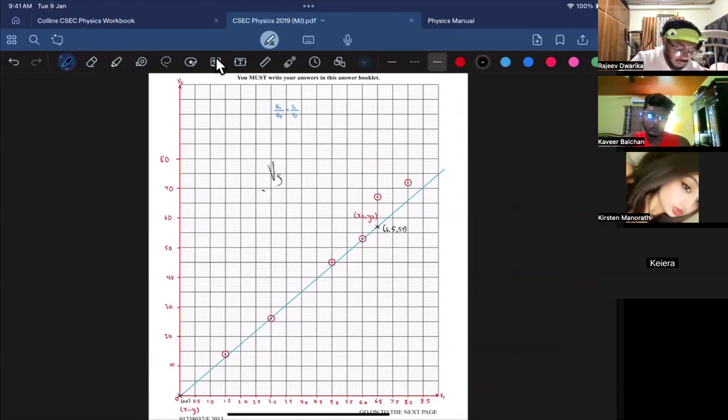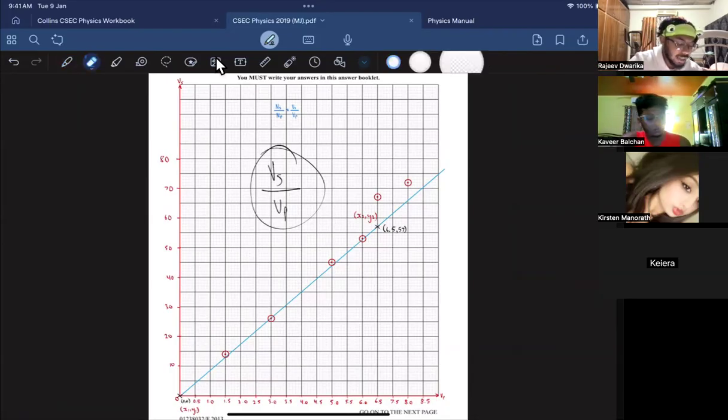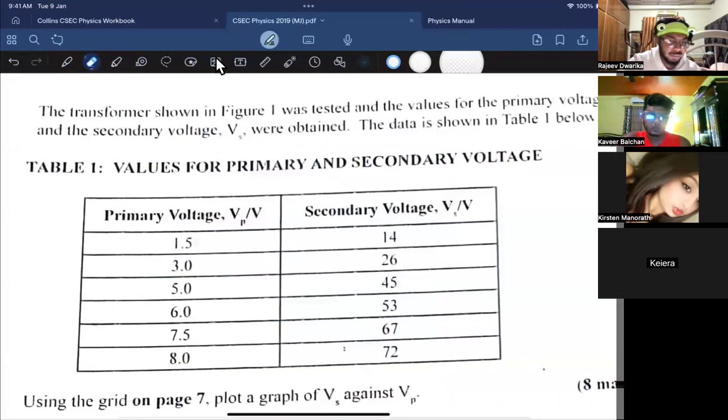VS. What is on the x-axis? VP. So when you find the gradient, you're finding VS over VP, right? So you're finding that ratio. And hence we verified it, when we multiply the 8.76 by the 1.5, and we get close to okay.